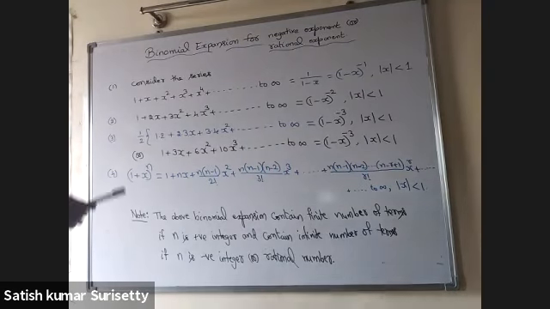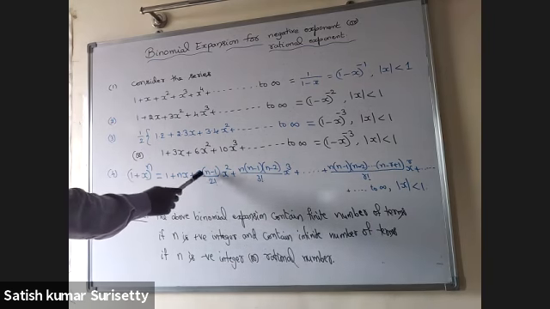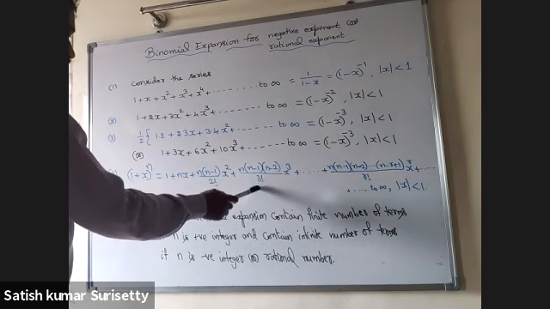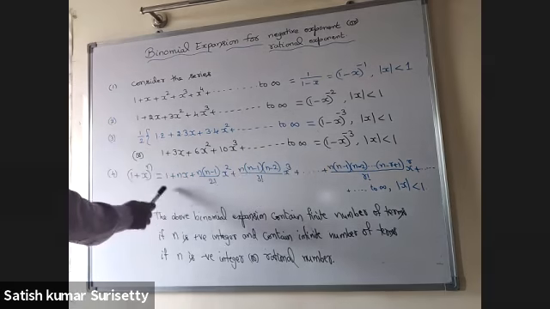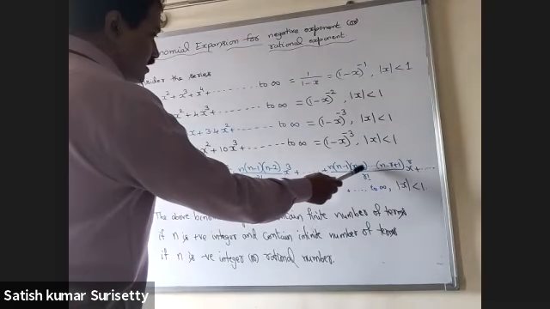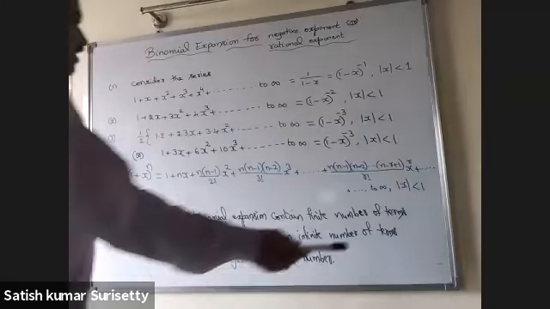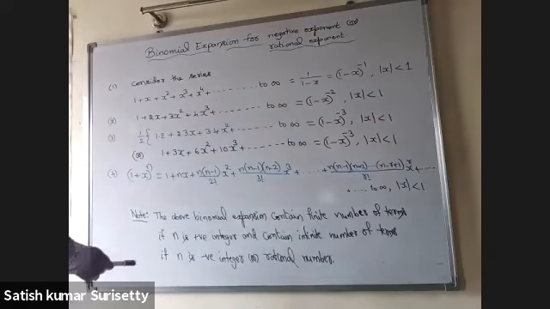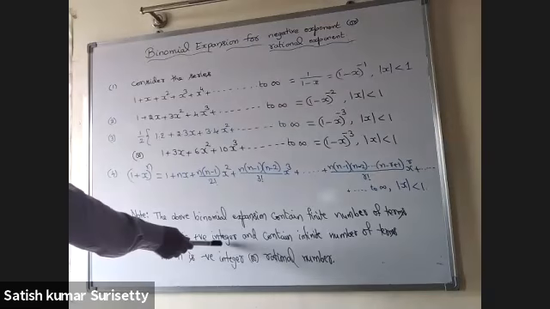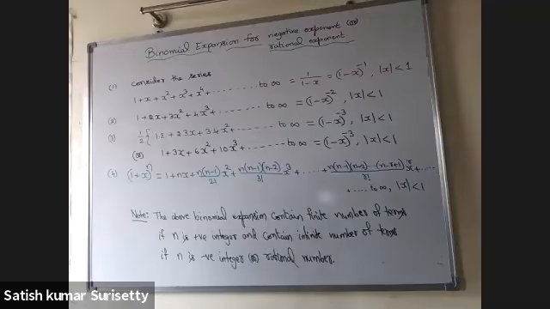Now for the general binomial expansion, (1 plus x) whole power n is 1 plus nx plus n into (n minus 1) upon 2 factorial into x square plus n into (n minus 1) into (n minus 2) upon 3 factorial into x cube plus and so on. In this, the (r plus 1)th term will be n into (n minus 1) into (n minus 2) ... (n minus r plus 1) upon r factorial x power r, plus and so on to infinite terms, where modulus of x is less than 1. So the above binomial expansion contains a finite number of terms if n is a positive integer and an infinite number of terms if n is a negative integer or rational number.